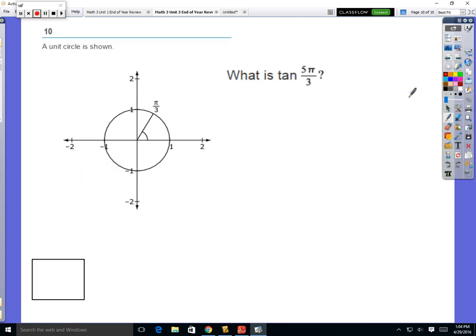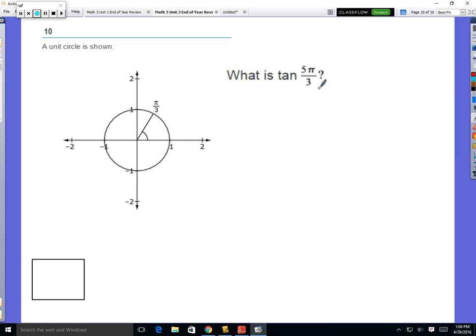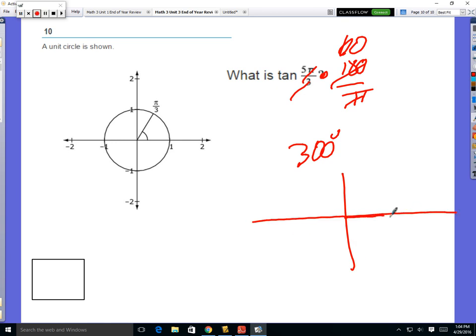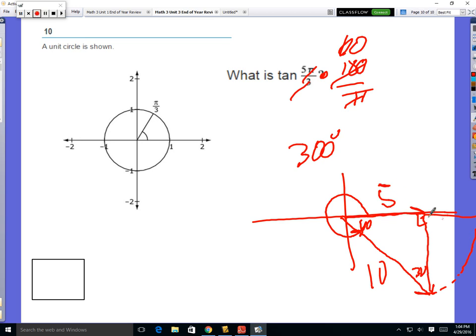And number 10, tangent of 5 pi over 3. 5 pi over 3 times that by 180 over pi. Pi kills pi. 3 goes into 180 60 times. 60 times 5, that is 300 degrees. So 300 is going to be here. And to make a triangle, you go up, you make it 90. That's 60. So that's 30. So it's an equilateral. So I could go 10, 5, 5 square roots of 3, but this is negative because it's going below 0 on the y-axis.